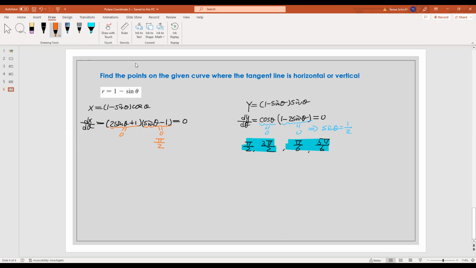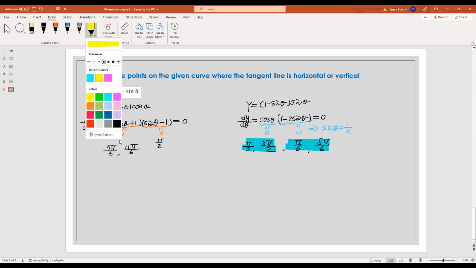So when sine equals -1/2, I have, let me use a different color here, so I have pi over 2. Then when sine theta equals -1/2, I have 7 pi over 6 and 11 pi over 6 here. All right, so be very careful here. So these are the 3 angles where I'm going to have vertical tangent lines, right?